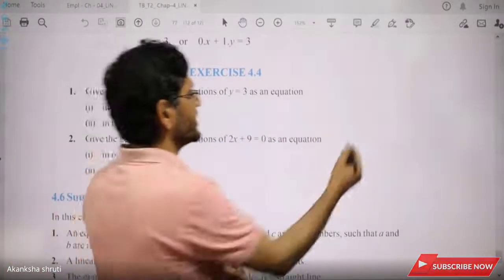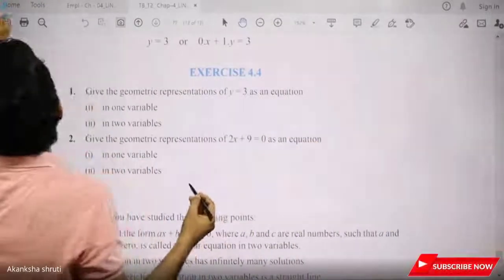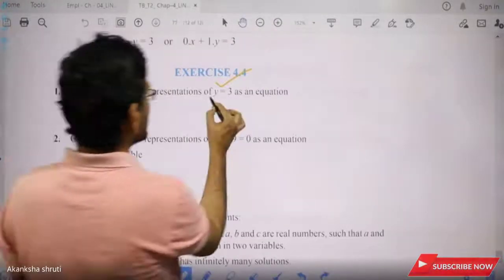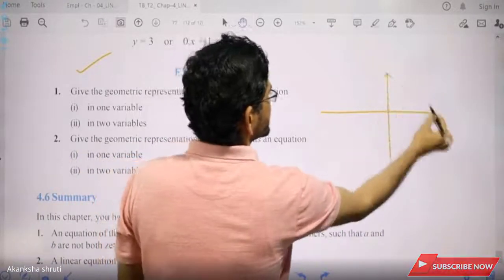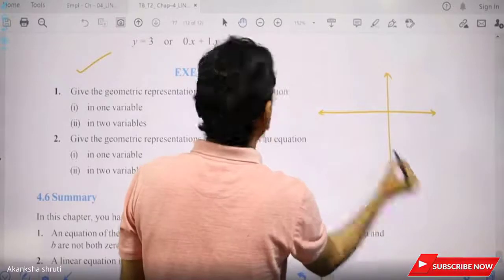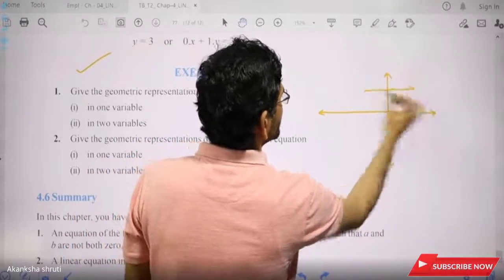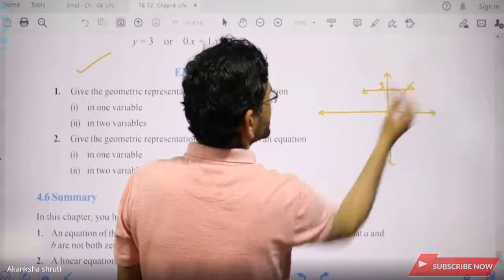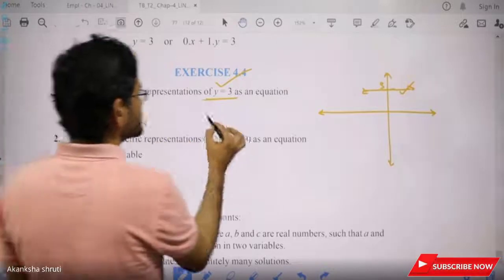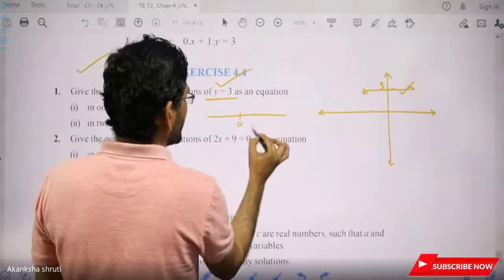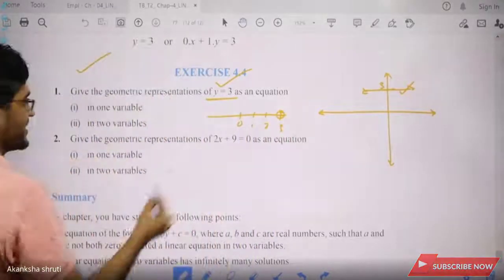Students, then you have to put y equals 3 in the equation. You will get y equals 3. If we consider this as the coordinate axis, y equals 3 means on the y axis you need to go 3 units. This will be the line. In 2 variables, and in 1 variable, how will this be? 0, 1, 2 and 3. This point you have to mark. Similarly, you have to do this.